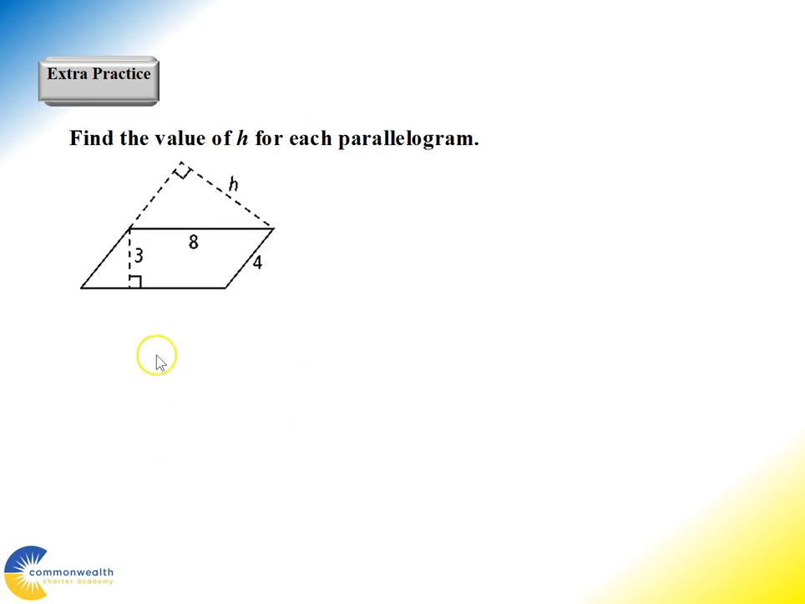The area of this parallelogram is basically 8 times 3, or 24 square units, but I can also express it as 4 times h. And that's what's going to help me figure out what h is, because if 4h equals 24, dividing both sides by 4 means that h would have to equal 6.